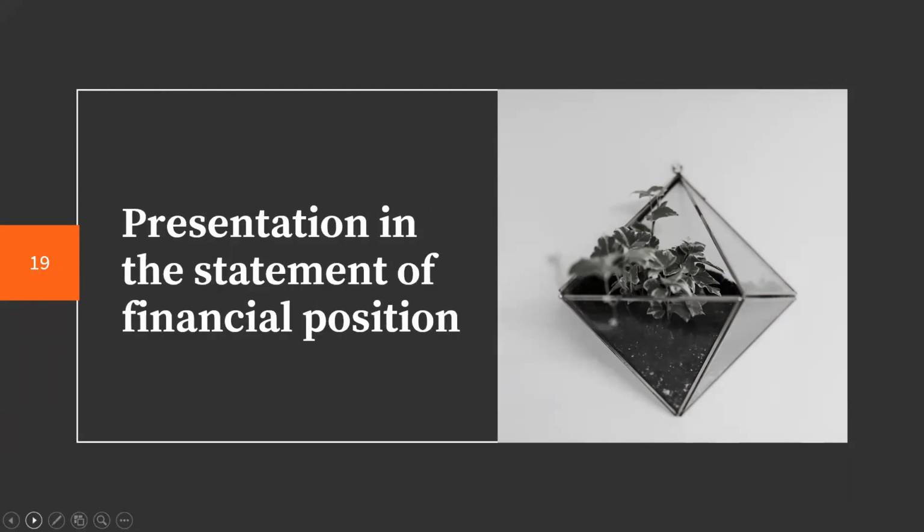Presentation in the Statement of Financial Position. Sa Chapter 4 o PFRS 5, sa Statement of Financial Position, ang asset at liabilities ng disposal group ay ipinipresenta nang magkahiwalay. Also, offsetting is not permitted on the Statement of Financial Position. Ang held for sale asset ay pinipresenta bilang current asset sa Statement of Financial Position.